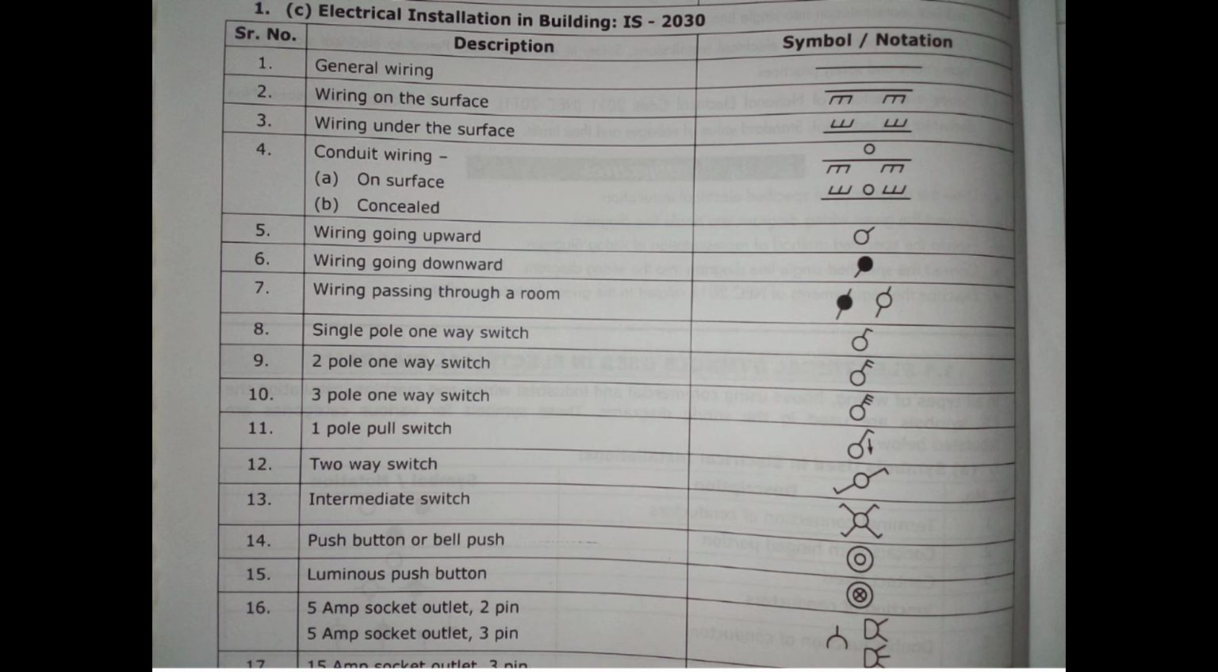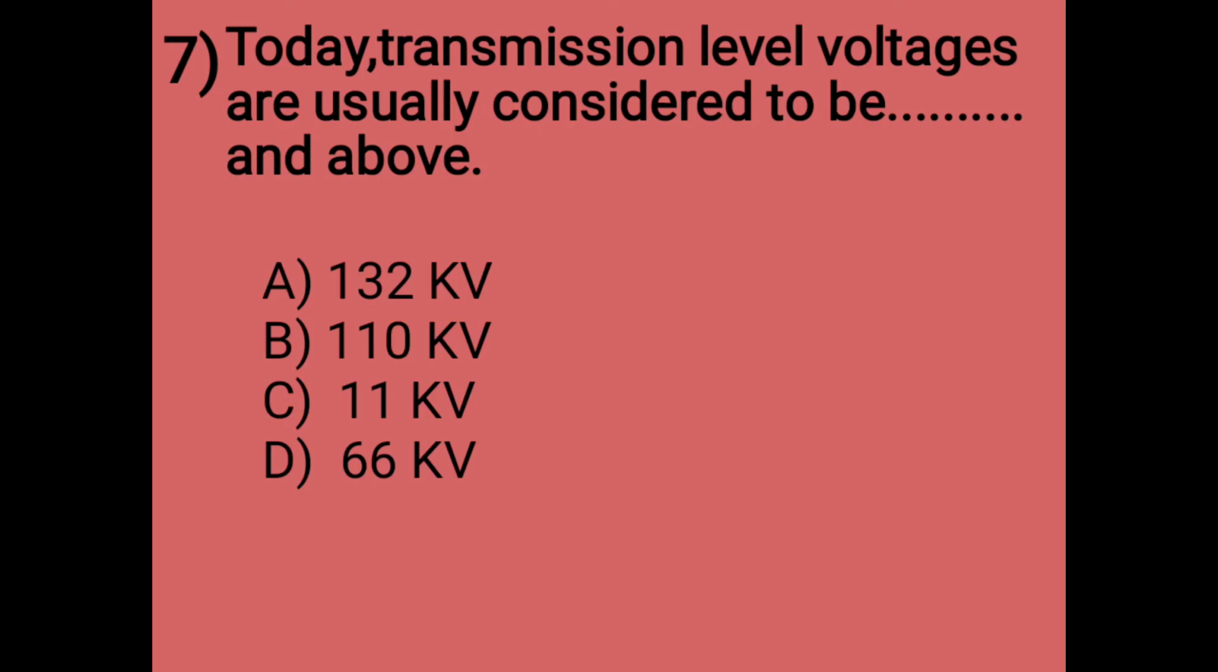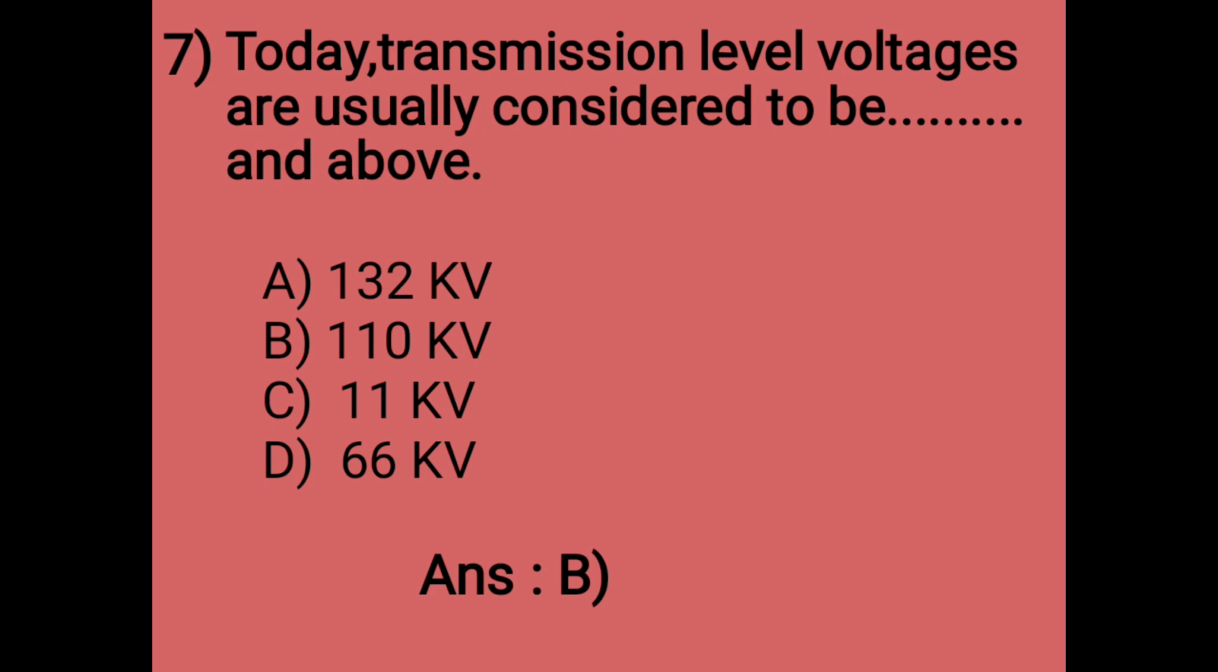Then the next question is, today's transmission level voltages are usually considered to be ... and above. Options are: A is 132 kV, B is 110 kV, C is 11 kV, and D is 66 kV. So the correct answer is option B, that is 110 kV.